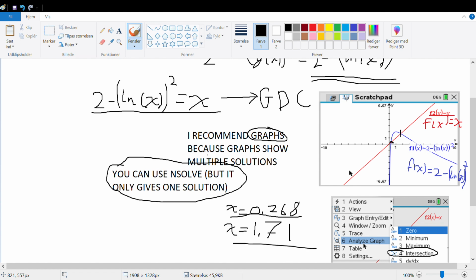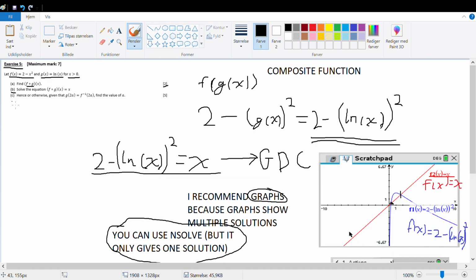That's interesting. So now the next one is: hence or otherwise, given that g of 2a is equal to f minus 1 of 2a, find the value of a. There are basically two ways to do this. The first way is, you could try to find f minus 1. That's quite simple because f right now is 2 minus x squared.